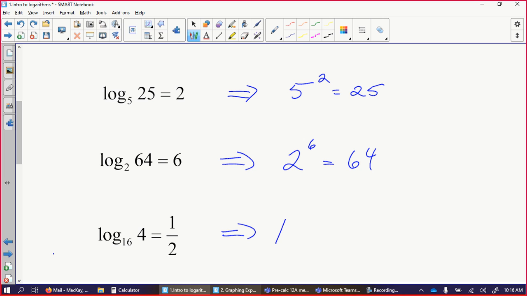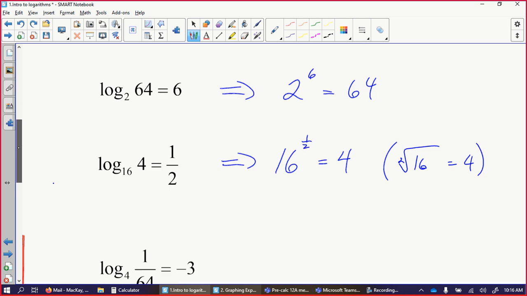The base is 16. The exponent is a half. It's 4. Well, a rational exponent, this means the square root of 16. Well, that we know equals 4, so that works.